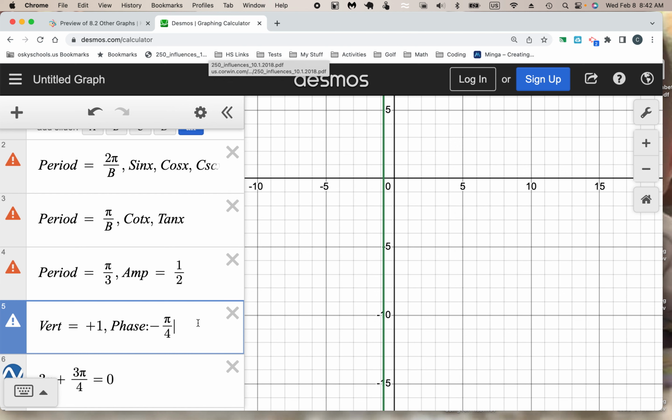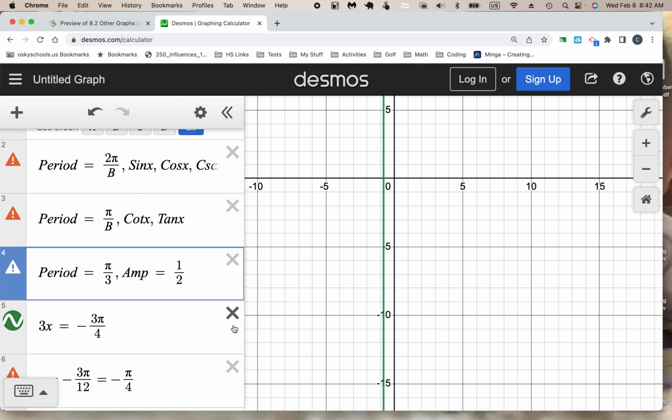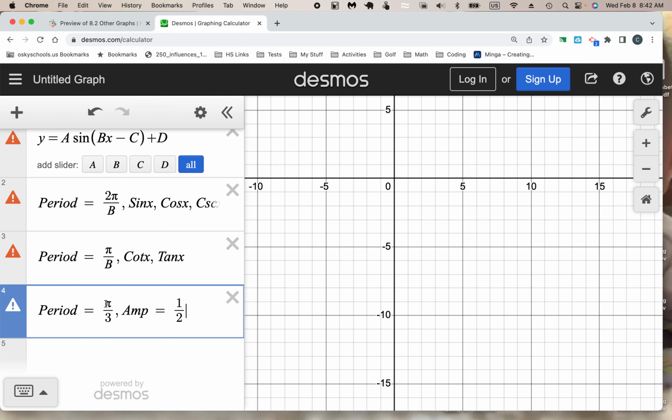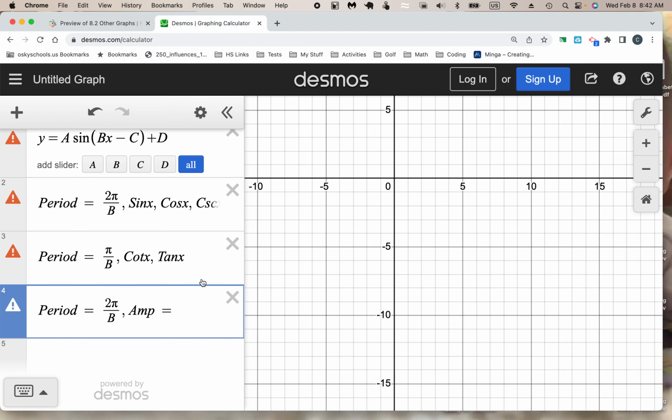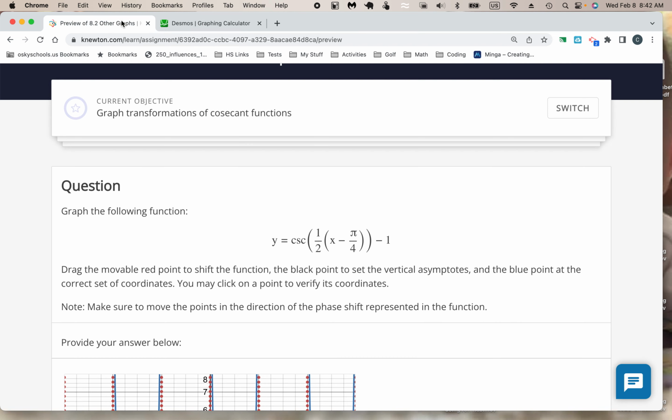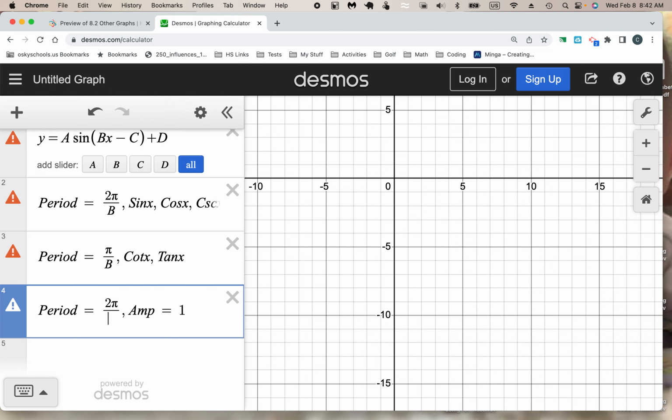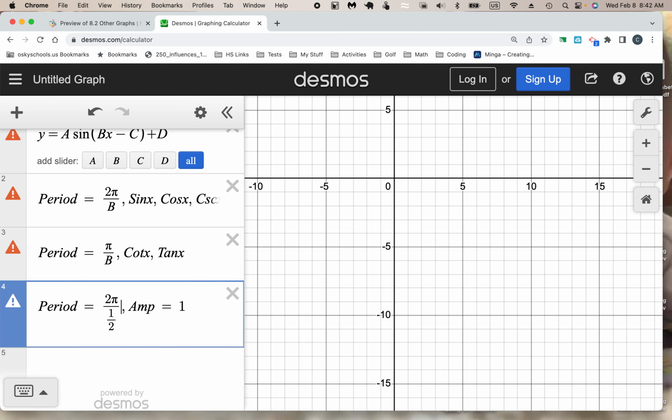I'm going to switch this to 2pi over my b value. Going back to the equation, which is cosecant of 1/2 x minus pi/4 minus 1, I don't have an amplitude, so the amplitude is 1. My b value is this 1/2 value, so if I put in 2pi divided by 1/2, that's equal to 4pi.